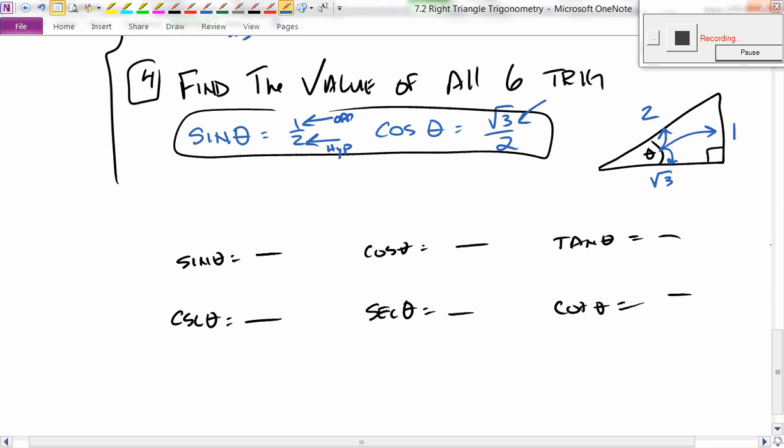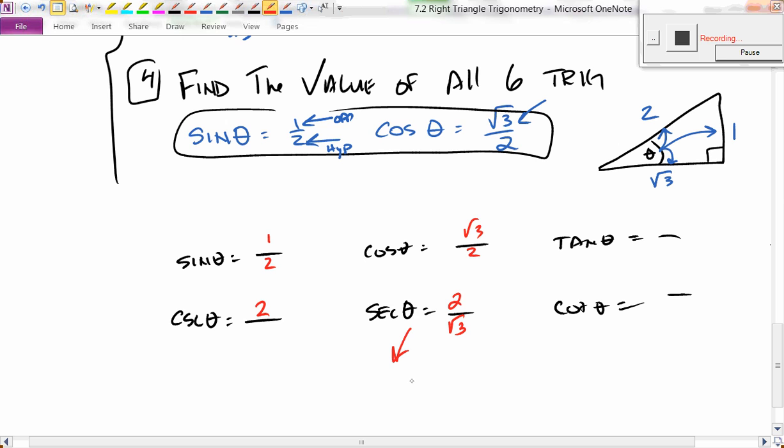So they may not give you a picture. They may just give you the sine of theta is something. You can then apply the information from that to the picture and get everything you need. So let's bust this out really quick here. Sine of theta is a half. So that means the cosecant is 2. Right? Isn't that nice? You have to think about it. So the cosine of theta is rad 3 over 2. So the secant is 2 over rad 3.